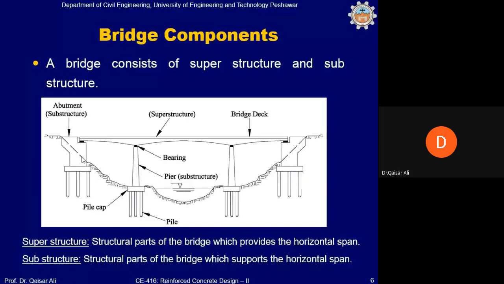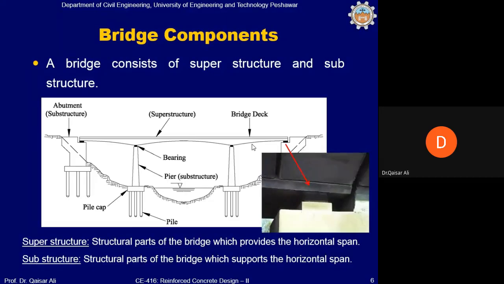Okay. You can also see a pier. A pier is basically part of the substructure which takes load from the horizontal span or superstructure and transmits it to the pile cap, and from the pile cap it goes to the piles. And the bridge deck is usually called the slab. The slab in the reinforced concrete building system is called a bridge deck in bridges, and it is actually the surface over which the vehicle runs.